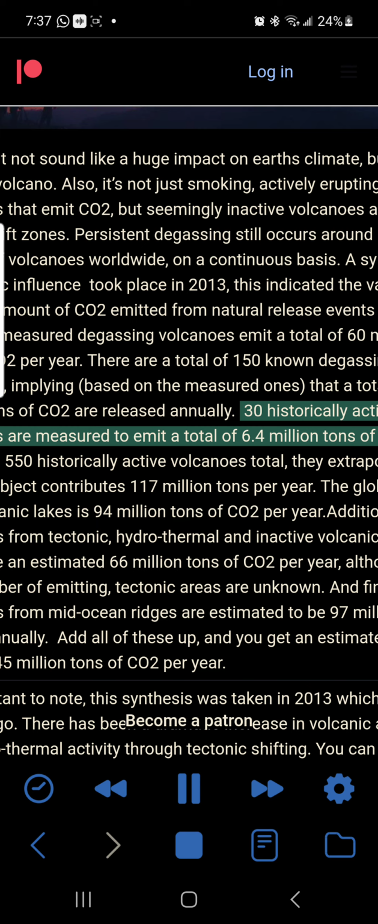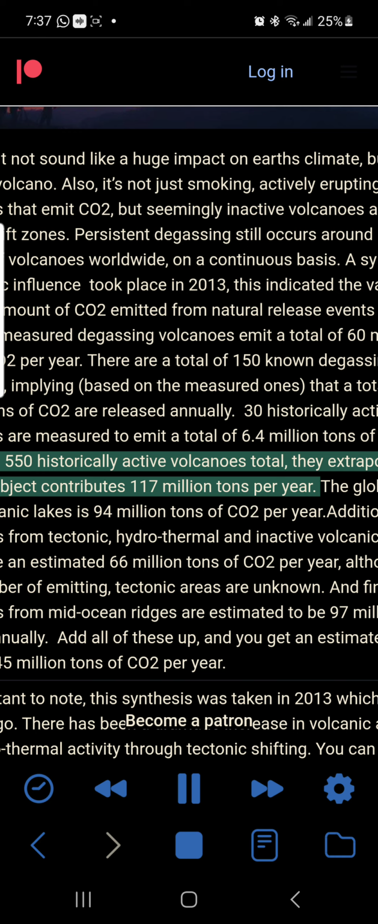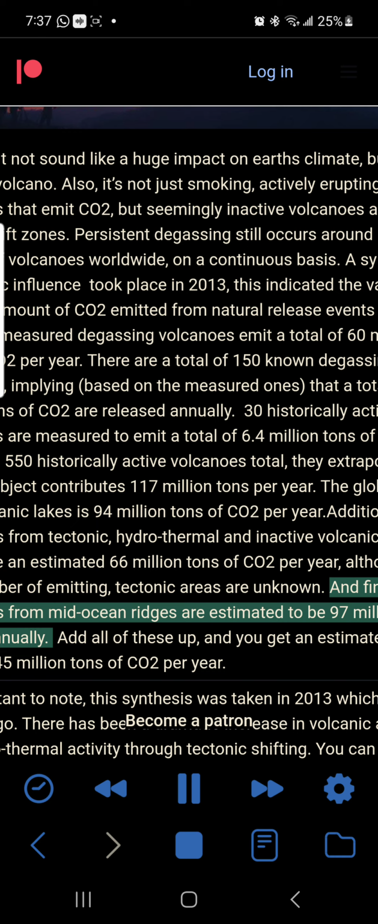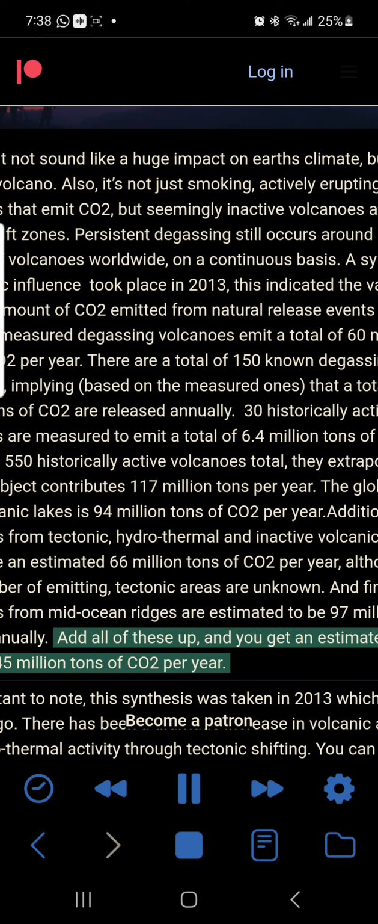30 historically active volcanoes are measured to emit a total of 6.4 million tons of CO2 per year. With 550 historically active volcanoes total, they extrapolate this class of object contributes 117 million tons per year. The global total from volcanic lakes is 94 million tons of CO2 per year. Additional emissions from tectonic, hydrothermal and inactive volcanic areas contribute an estimated 66 million tons of CO2 per year, although the total number of emitting tectonic areas are unknown. And finally, emissions from mid-ocean ridges are estimated to be 97 million tons of CO2 annually. Add all of these up, and you get an estimate of around 645 million tons of CO2 per year.